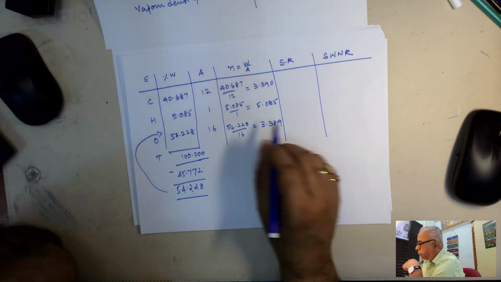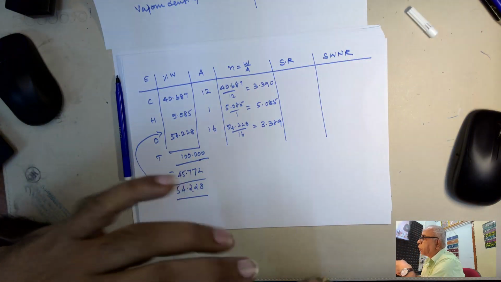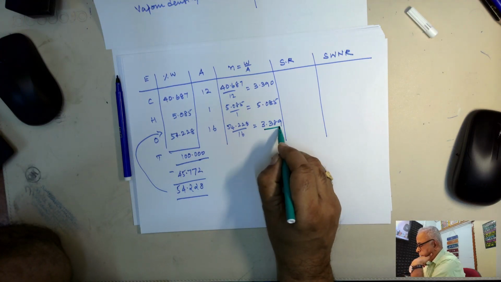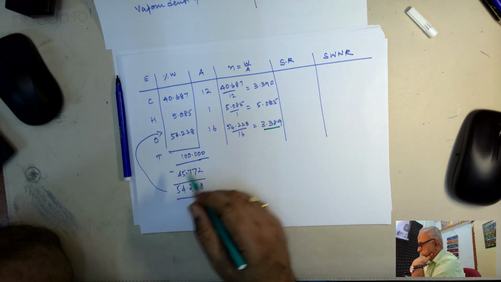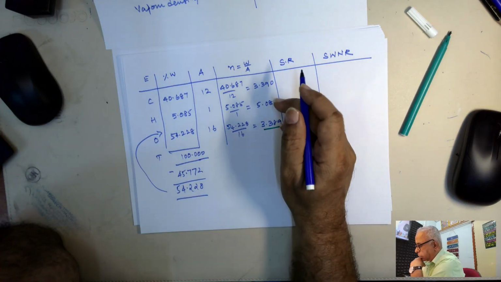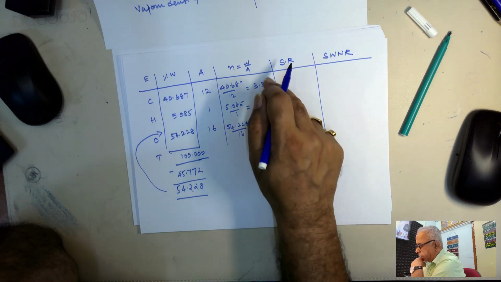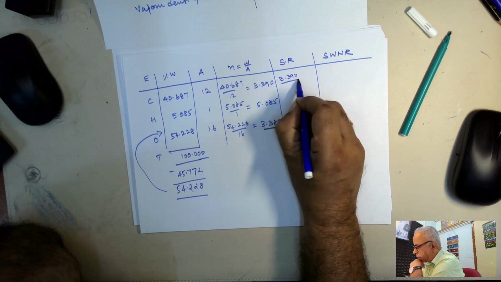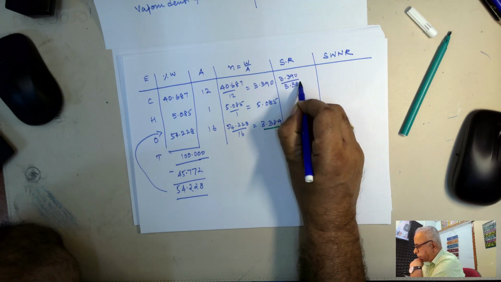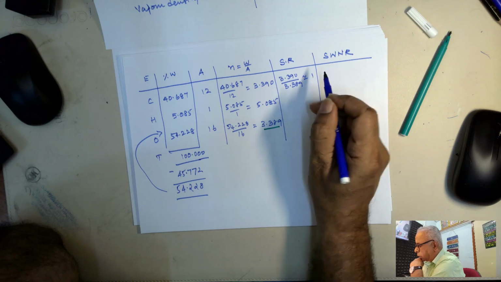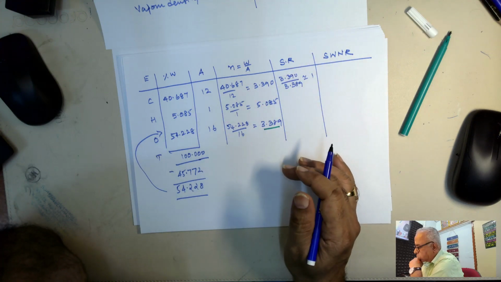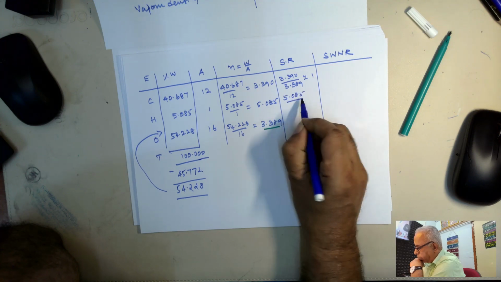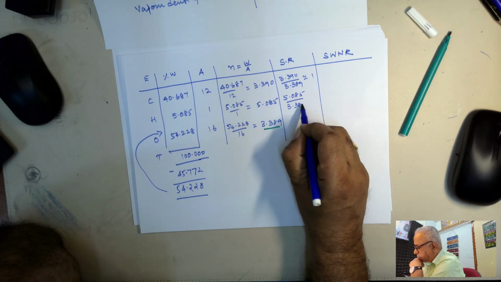Now you identify the least ratio. Which is the least ratio here? 3.389. So you have to divide each by this. 3.390 divided by 3.389 is roughly equal to 1, since 389 means almost 90. So 1. What about this? 5.085 divided by 3.389. How much?